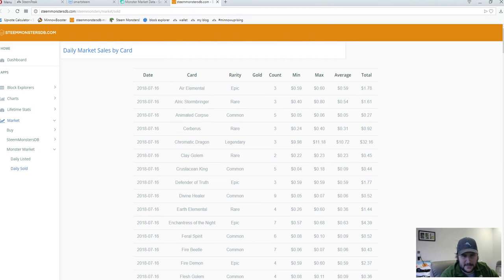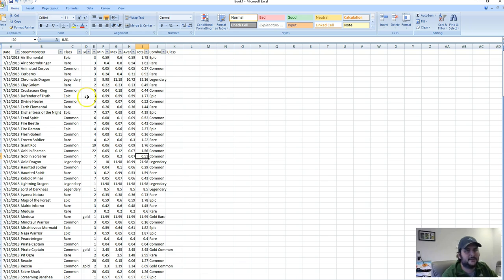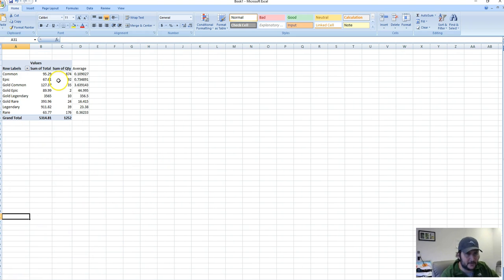Yeah, so July 14th. So we have 2.5 days of data so far. So me being me, I wanted to go and take a look at the data. So I just copied and pasted the whole thing into Excel here, and I created a new column called Combined Class, which just appends a gold on the front if it's a gold card. Because a rare and a rare gold are two completely different things as far as the market goes. And then I threw it all into a pivot table, which is here.